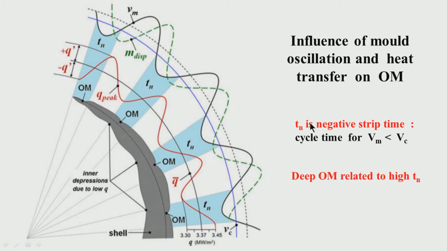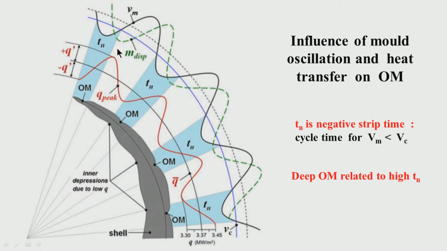We have to remember, higher the Tn value, that means higher is the negative strip time, that means in the whole cycle of say 1 second or whatever it is, a few microseconds, what is the portion of that in the whole cycle which is having a negative strip time. The more the negative strip time, the deeper the oscillation marks. So, as I was telling you, deep oscillation mark is a defect. So, this is related to high negative strip time.